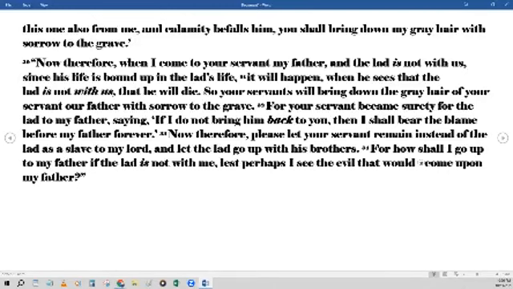Now therefore, when I come to your servant, my father, and the lad is not with us, since his life is bound up in the lad's life, it will happen when he sees that the lad is not with us that he will die. So your servants will bring down the gray hair of your servant our father with sorrow to the grave. For your servant became surety for the lad to my father, saying, if I do not bring him back to you, then I shall bear the blame before my father forever. Now therefore, please let your servant remain instead of the lad as a slave to my lord, and let the lad go up with his brothers. For how shall I go up to my father if the lad is not with me, lest perhaps I see the evil that would come upon my father?